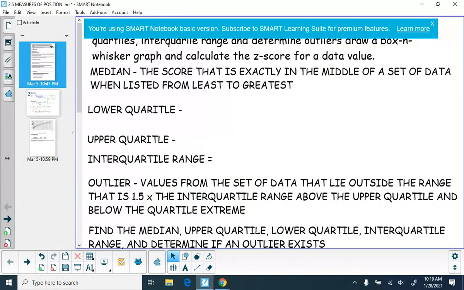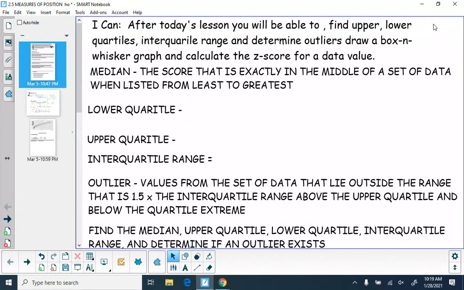Okay, last section in this chapter: measures of position. We'll talk about box and whisker plots today, and we'll talk about a z-score for data values. Median, we know the median. We've already talked about that. It's the score exactly in the middle of a set of data when listed from least to greatest.